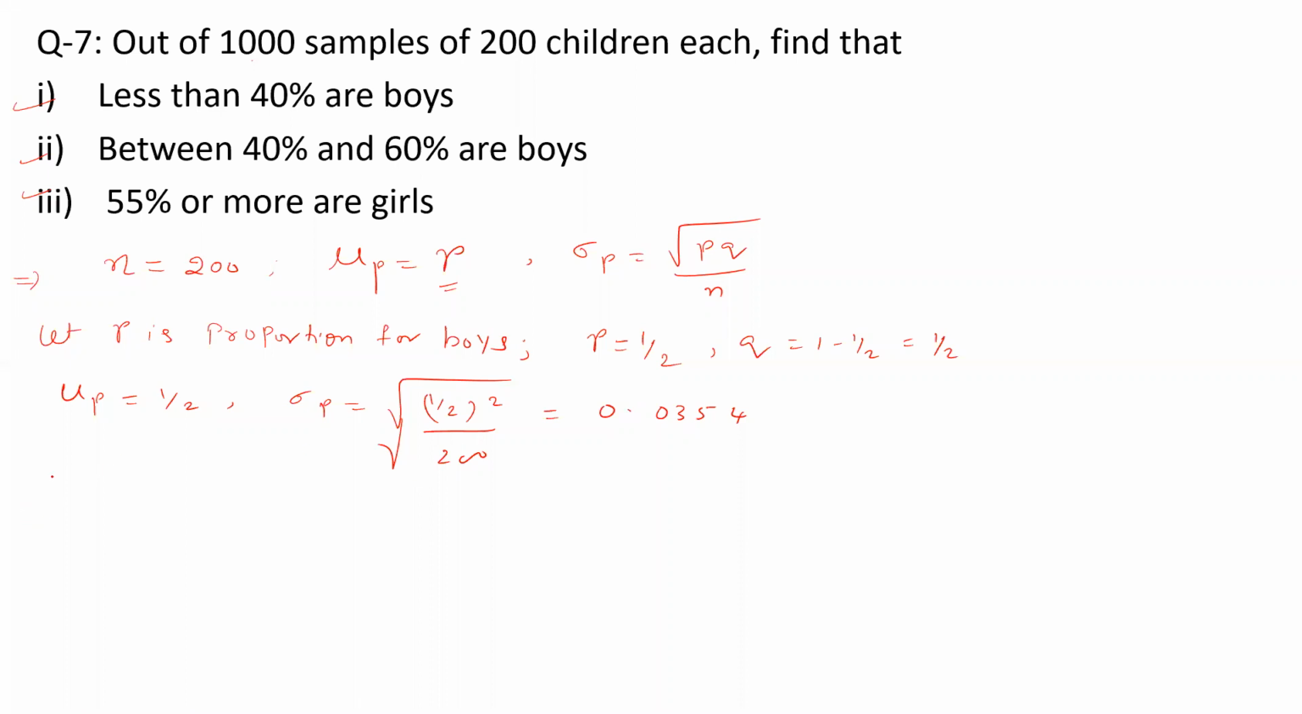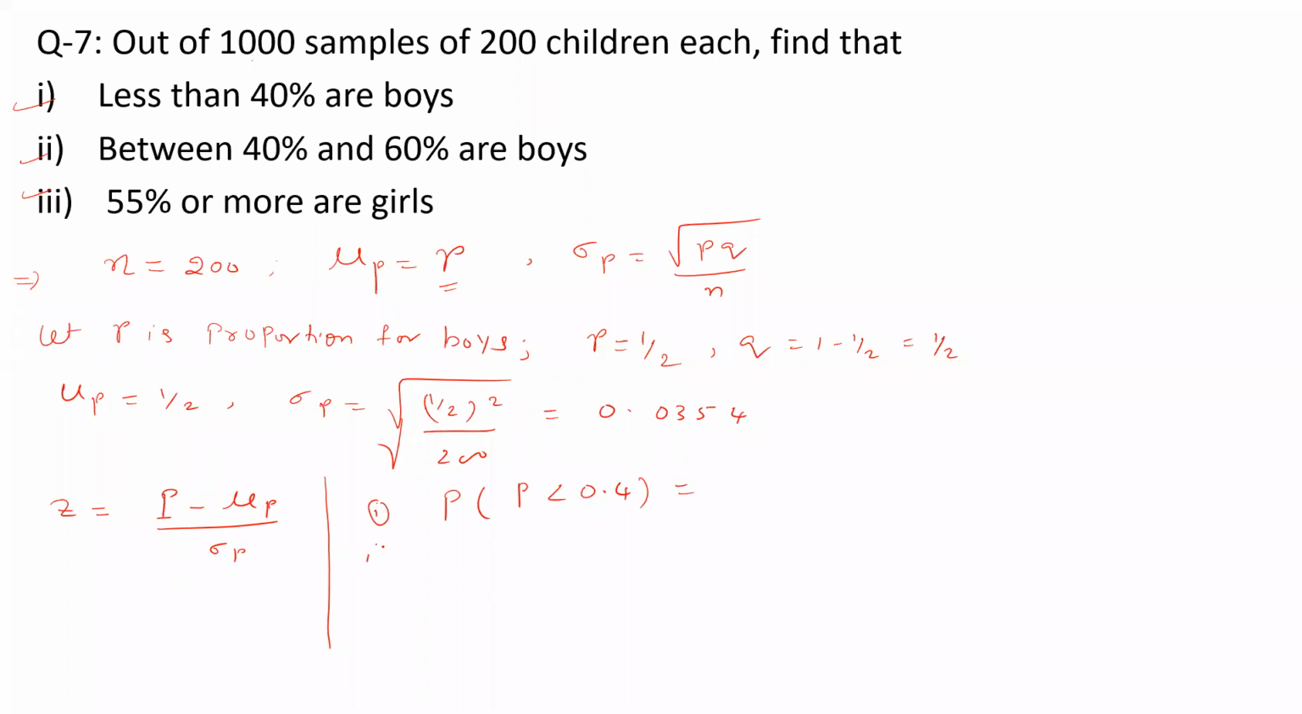So now we have to answer all these questions. We are finding the probabilities, so for that you introduce your standard normal variate. This will be Z equals capital P minus mu p divided by sigma p. We discussed what Z is and why we have to include Z. So now let us answer the first question: less than 40% are boys. So we have to find the probability that the proportion of boys is less than 0.4. This we have to find.